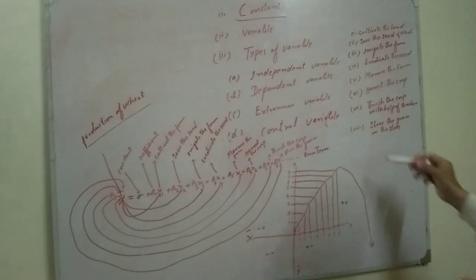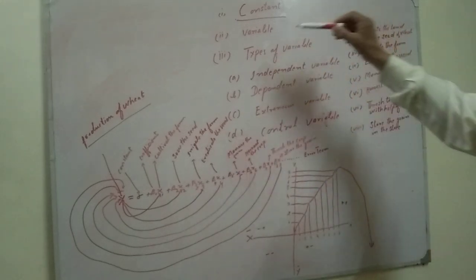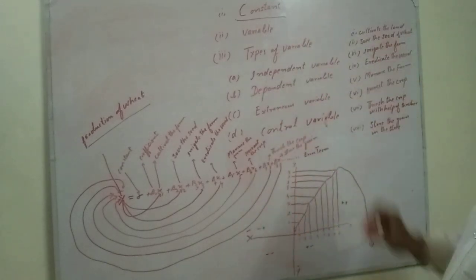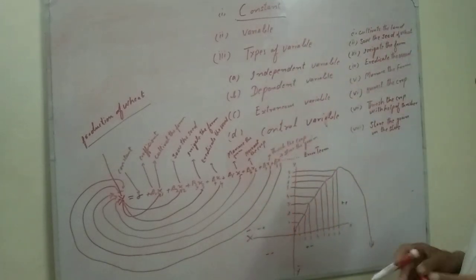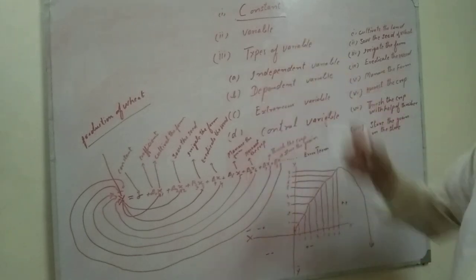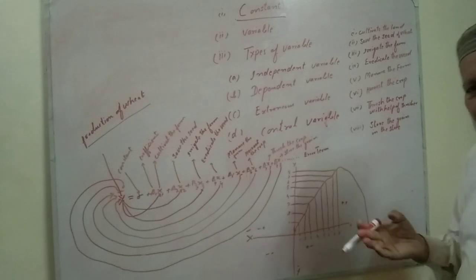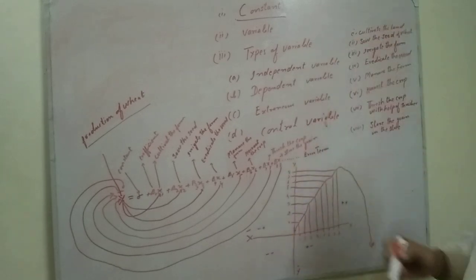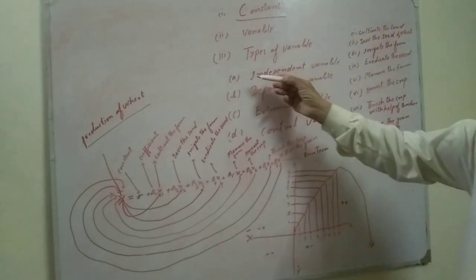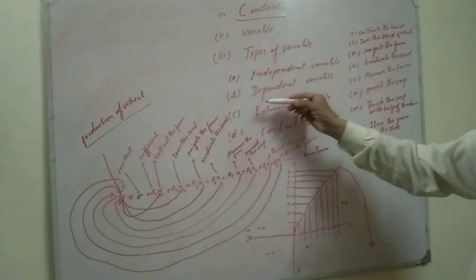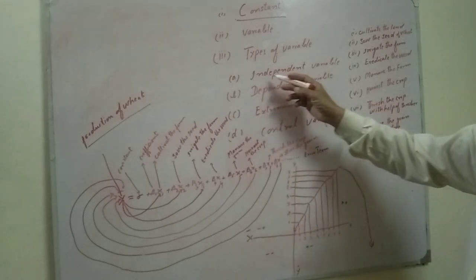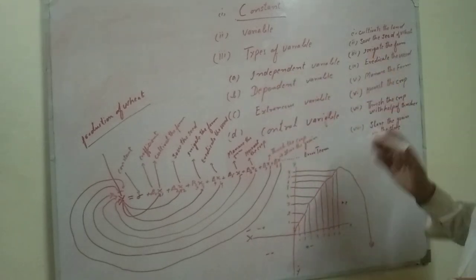Now you are clear, but again we try to explain this thing again. What is constant? Constant is that thing whose value is not changeable. Variable is that thing in the universe whose value is changeable. But the constant value is not changeable. The variable types are: independent variable, dependent variable, extraneous variable, control variable. So the independent variable creates a change in the dependent variable.